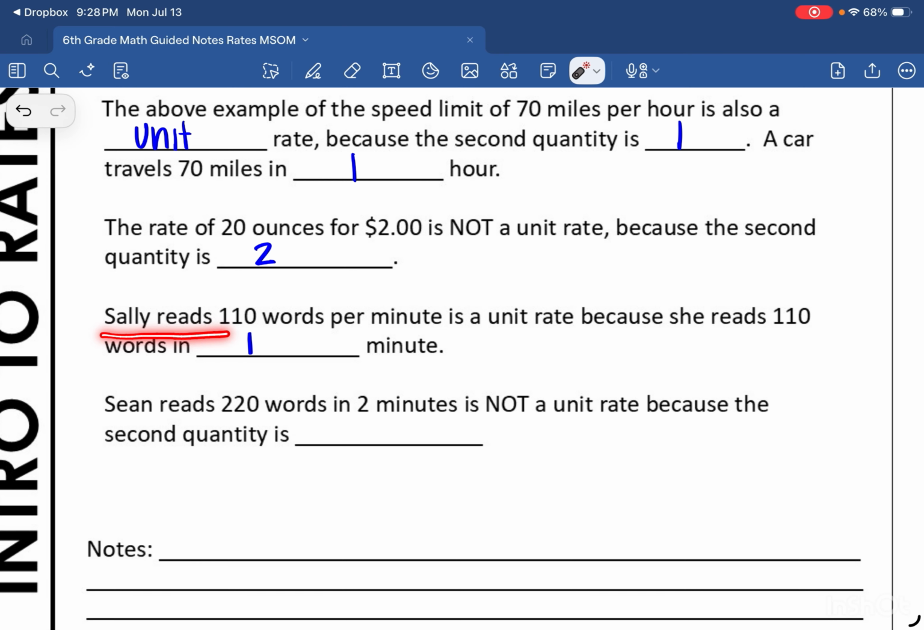Sally reads 110 words per minute is a unit rate because she reads 110 words in 1 minute. Sean reads 220 words in 2 minutes. This is not a unit rate because the second quantity is 2.